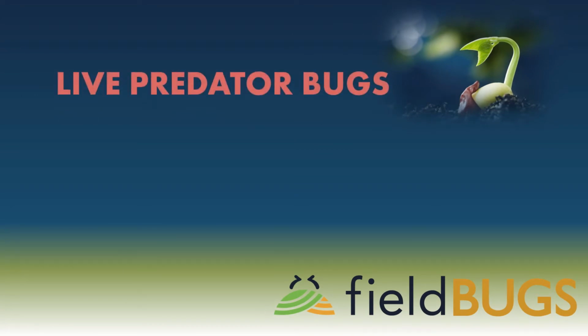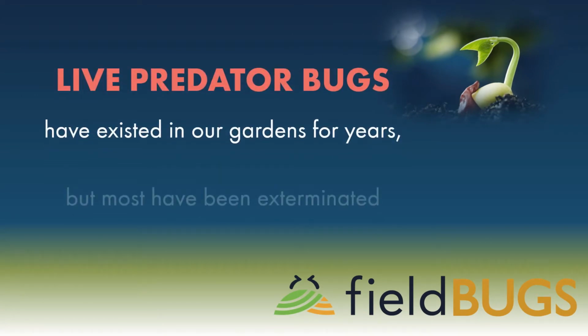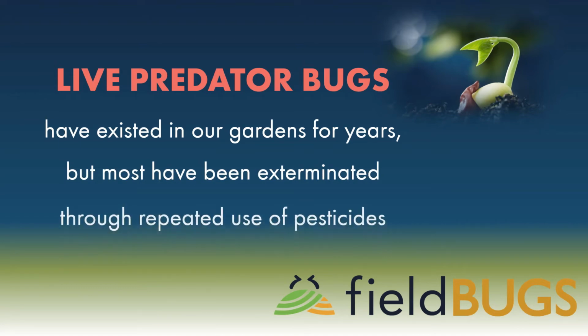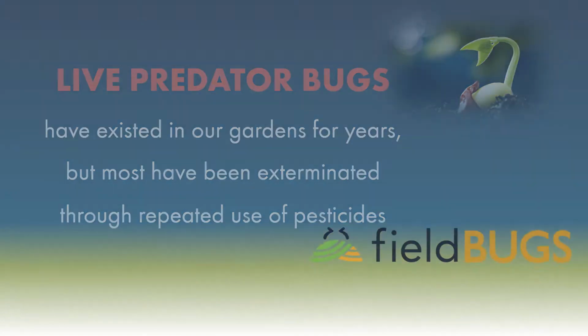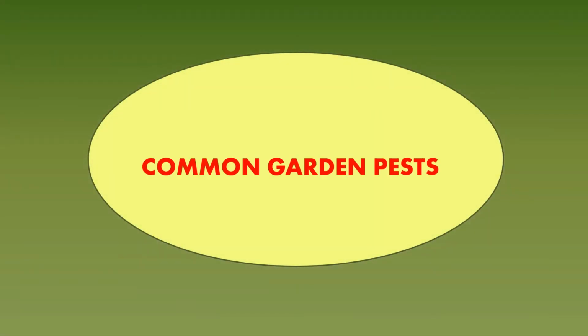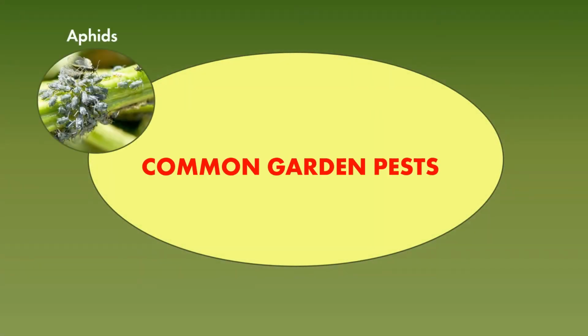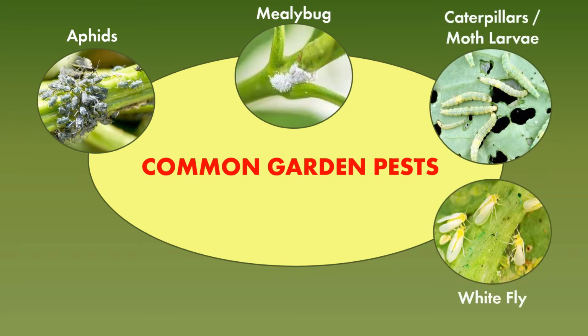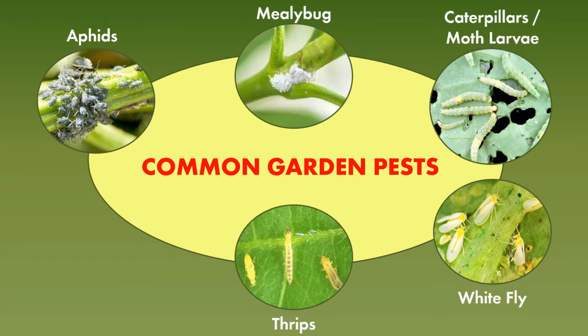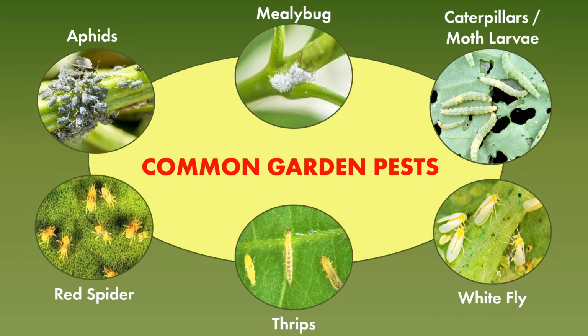Live predator bugs have existed in our gardens for years, but most have been exterminated through the repeated use of pesticides. Common garden pests include aphids, mealybug, caterpillars and moth larvae, white fly, thrips, red spider and various fly species.